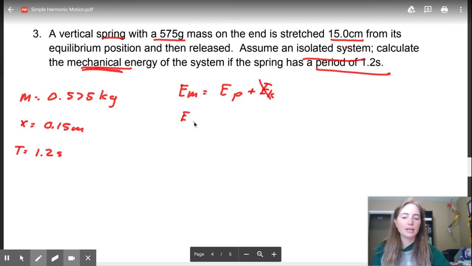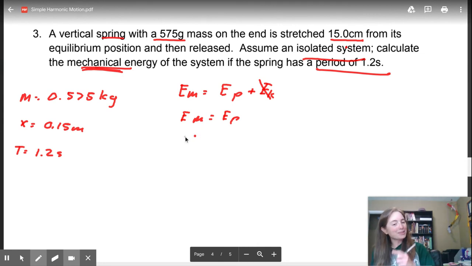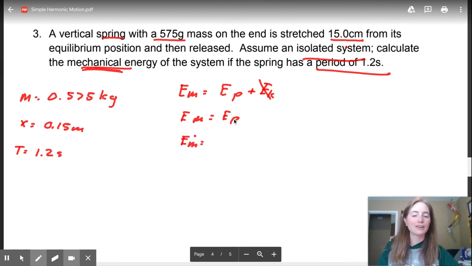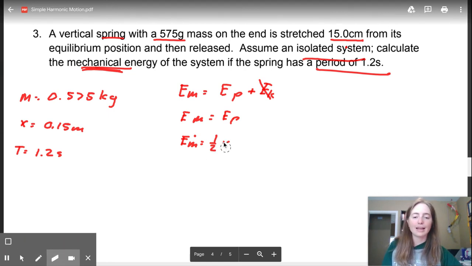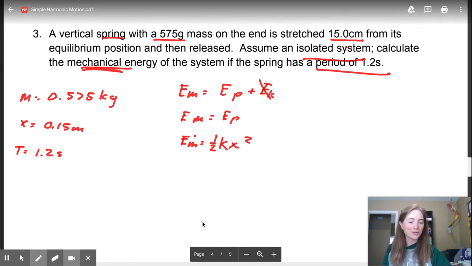So that would mean my mechanical energy is going to equal EP, the spring potential energy. Thinking back to our previous unit, I know these equations come back to haunt you. Our elastic potential energy equation is equal to 1/2 kx squared.